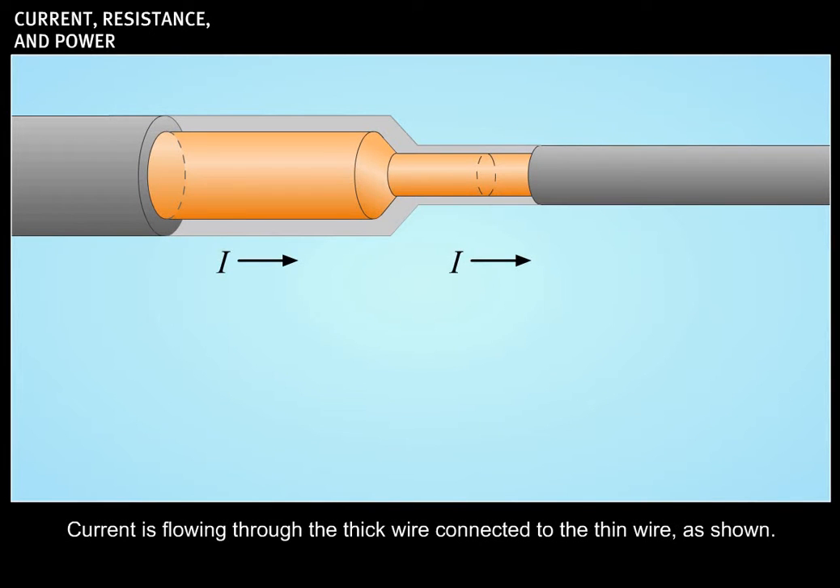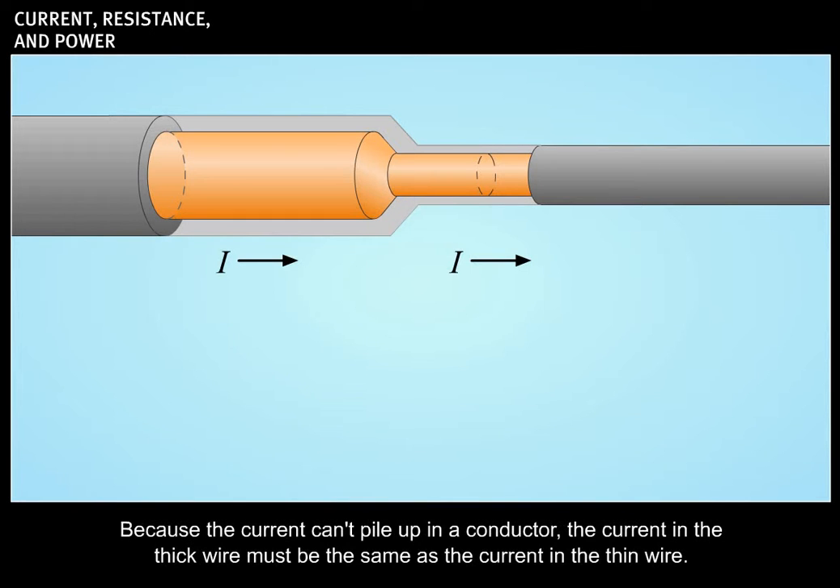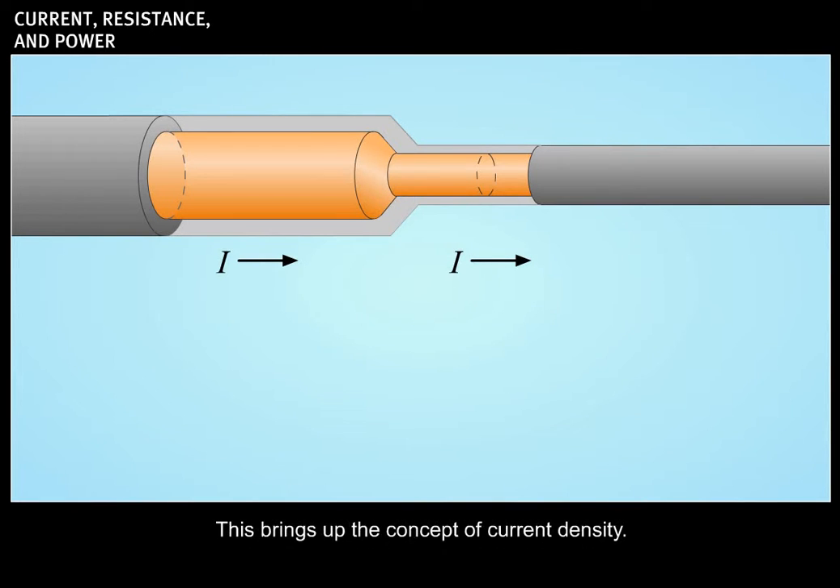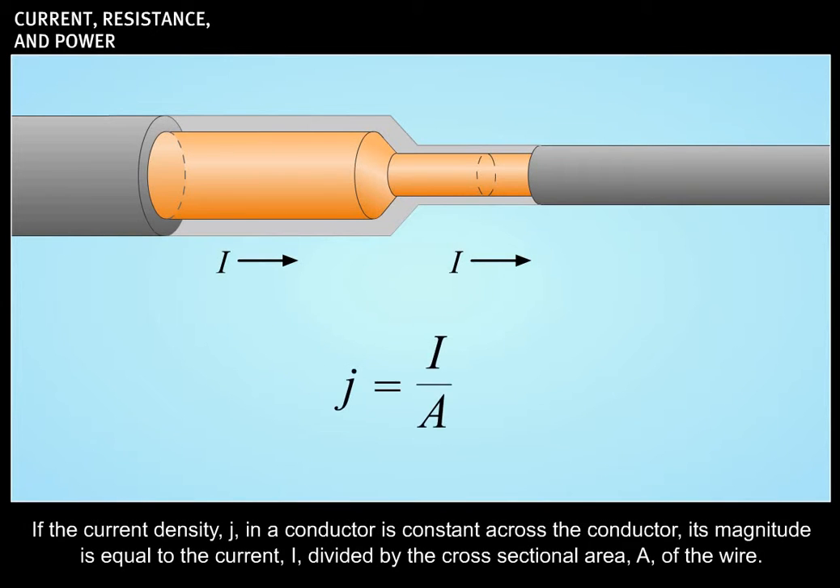Current is flowing through the thick wire connected to the thin wire as shown. Because the current can't pile up in a conductor, the current in the thick wire must be the same as the current in the thin wire. This brings up the concept of current density. If the current density J in a conductor is constant across the conductor, its magnitude is equal to the current I divided by the cross-sectional area A of the wire.